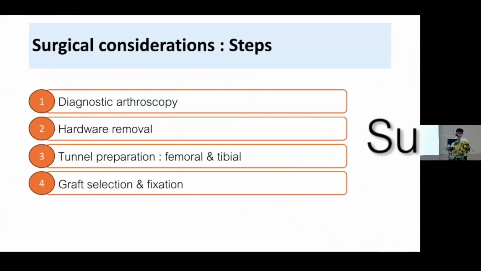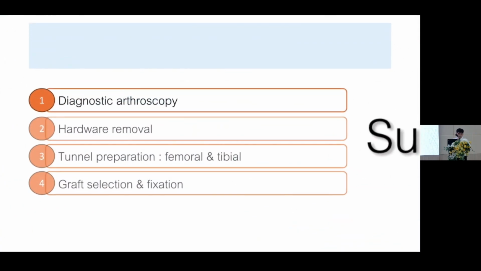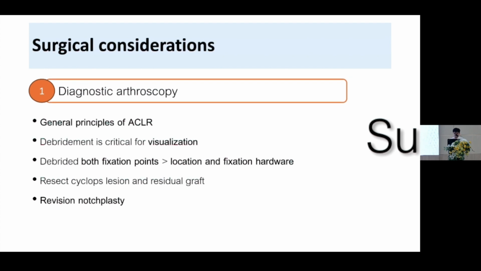Next is surgical step and consideration. The first step is diagnostic arthroscopy that we have to always perform in every case. The general principle of the ACLR can apply to the revision surgery, but the debridement has to be adequate for visualization and also to see the fixation point on both bones, to see the previous graft, also cyclops lesion and the retained instrument.